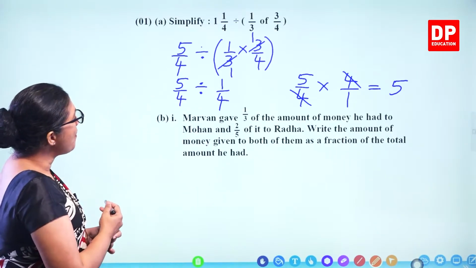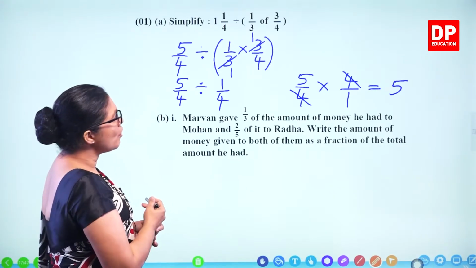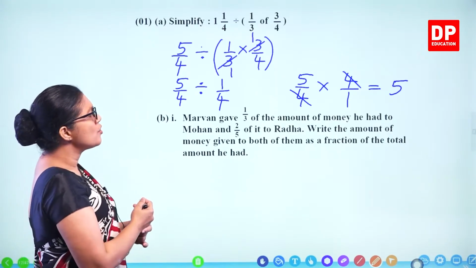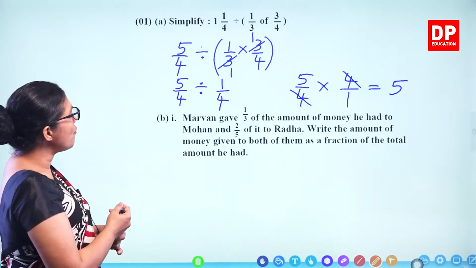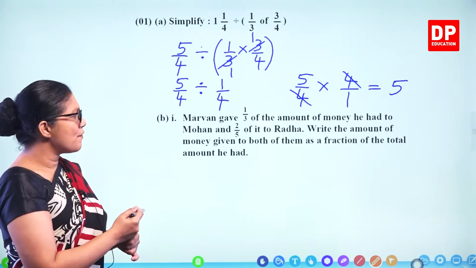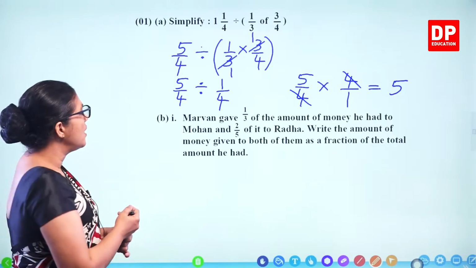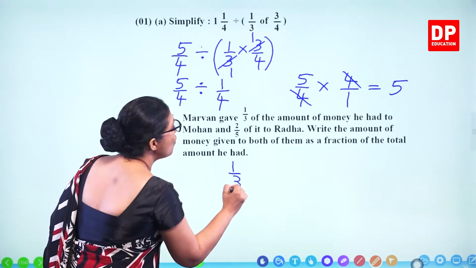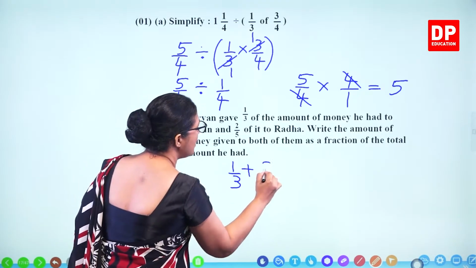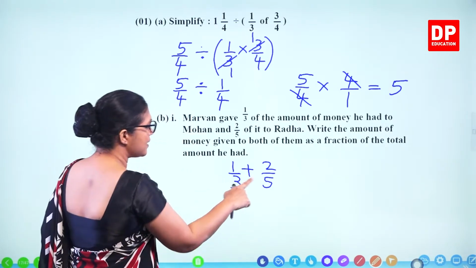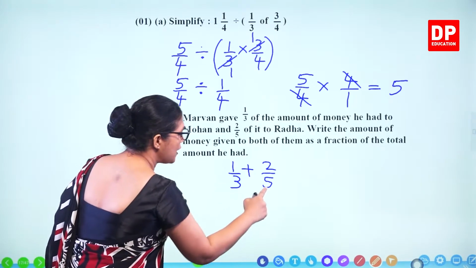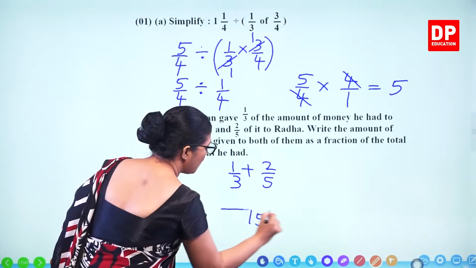Part B. Marwan gave 1/3 of the amount of money he had to Mohan and 2/5 of it to Radha. Write the amount of money given to both of them as a fraction of the total amount he had. So just addition of 2 fractions, 1/3 and 2/5. What's the lowest common multiple of 3 and 5? 15. Convert to 15.